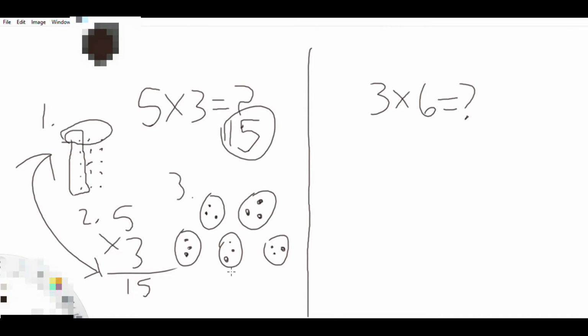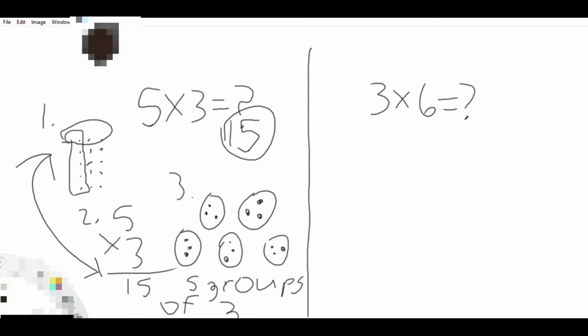So there are 5 bowls. 1, 2, 3, 4, 5. So you call this 5 groups of 3. Let me write that: 5 groups of 3.